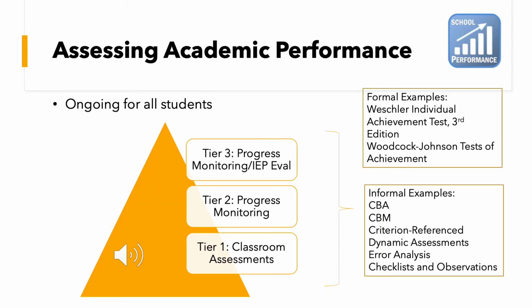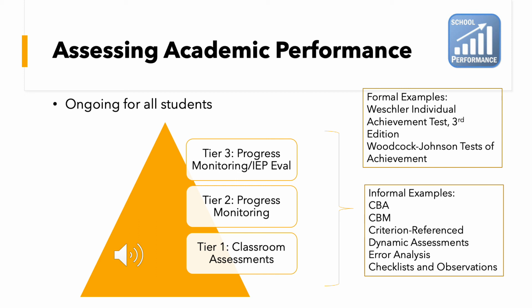The process of assessing academic performance happens every day in every classroom for the purpose of informing the teacher about her instruction and for determining instructional interventions for the students. Using the three-tiered model of intervention, we can illustrate that academic performance should be monitored routinely.